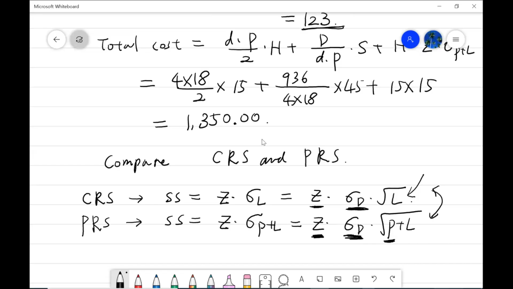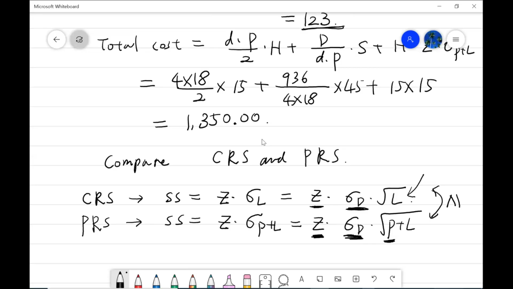Okay, so I can say this kind of relationship. I can put it that way. Definitely the safety stock under the periodic review system should be greater than or equal to the safety stock under the continuous review system. That's why we have more cost to pay for the periodic review system compared with the continuous review system. Okay.